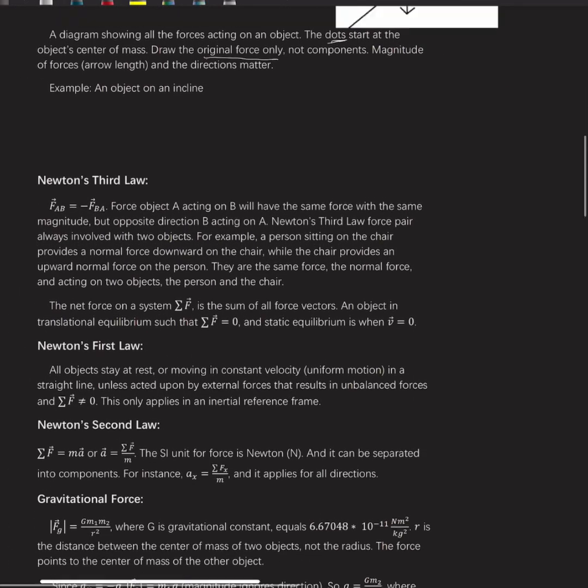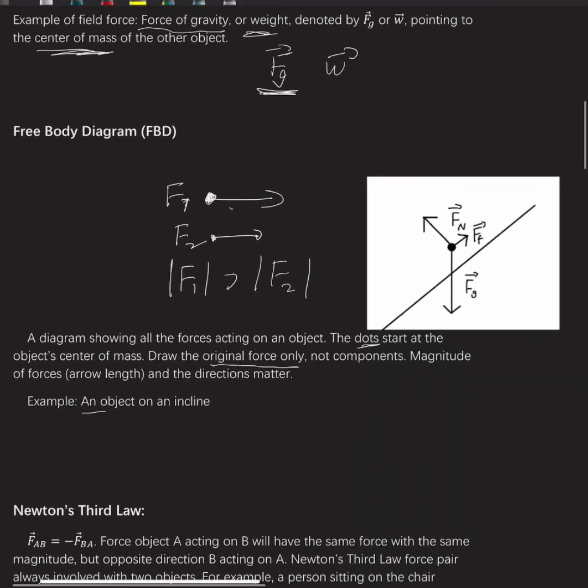And the example is an object on an incline, which is here. There's always a force of gravity acting on the object. And the normal force, you can see it's perpendicular to the surface. The force of friction right here is parallel to the surface, and the dot is drawn above the incline because it's at the center of mass.